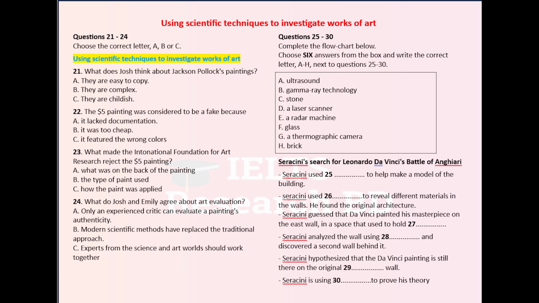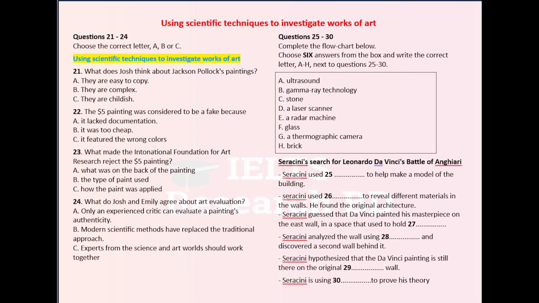So did you find out anything else, Josh? Well, have you ever heard of a painting called The Battle of Anghiari? I have, actually. It's the lost masterpiece by Leonardo da Vinci, the famous Italian artist. What about it? Well, an Italian art analyst called Seracini thinks he knows where it is, and he's using scientific techniques to help locate it. How? Well, art historians knew where the painting was last seen. That's right, in the Hall of the 500 in Florence.